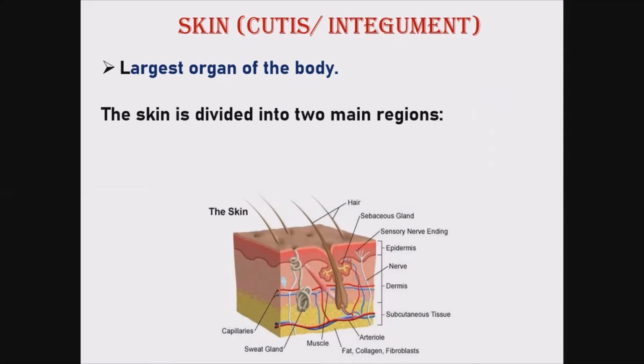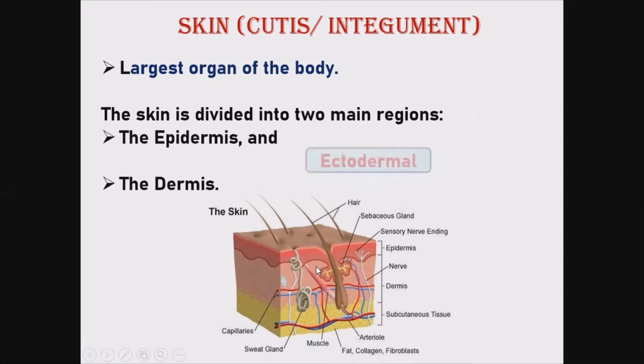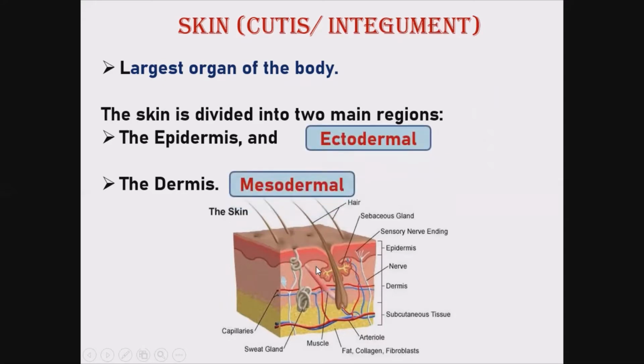As such, the skin is the organ in which we have two main regions. The one towards the surface is called the epidermis, and the one which is deeper is called the dermis. So epidermis and dermis. Epidermis is ectodermal in origin and dermis is mesodermal in origin. So the two layers have different origins.